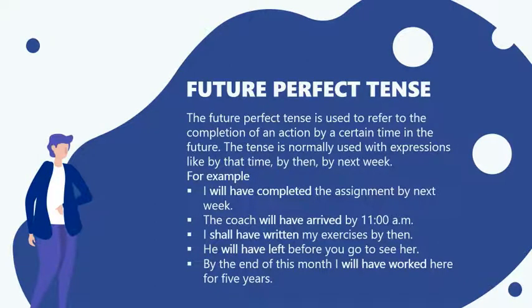The third form of future tense is future perfect tense. The future perfect tense is used to refer to the completion of an action by a certain time in the future. The tense is normally used with expressions like by that time, by then, by next week. For example, I will have completed the assignment by next week.